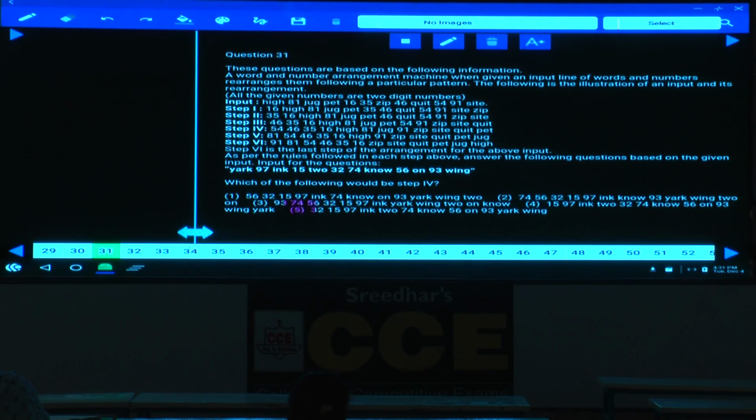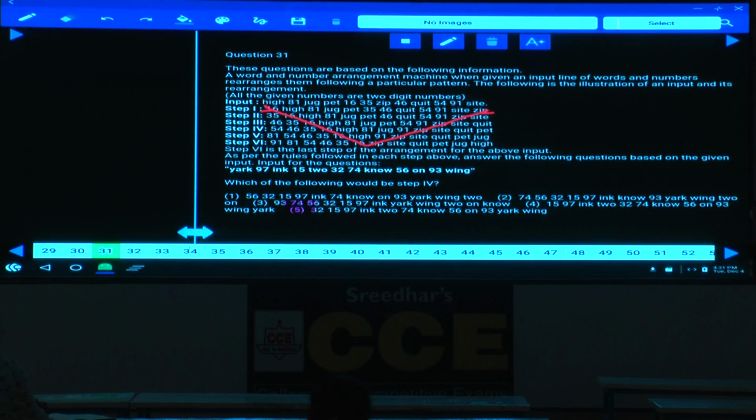Now if you compare this, in order to identify the method involved, we should always compare input with step 1. First, which element is added at the first place here? 16 arranged at the first place, and what is the other element here? Zip. The least number added at the first place and the highest word added at the last place, and further 16 shifted to the second place, third place, fourth place, fifth place and sixth place in the further steps. And similarly this zip shifted to the 11th place, 10th place, 9th place, 8th place, 7th place from right hand side to left hand side.